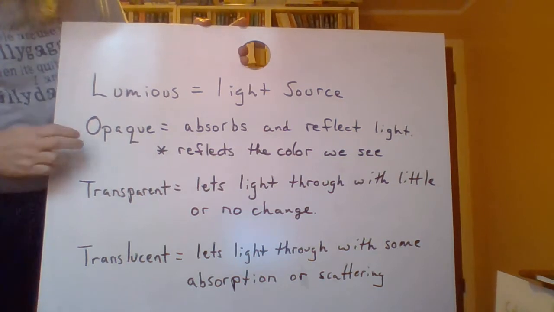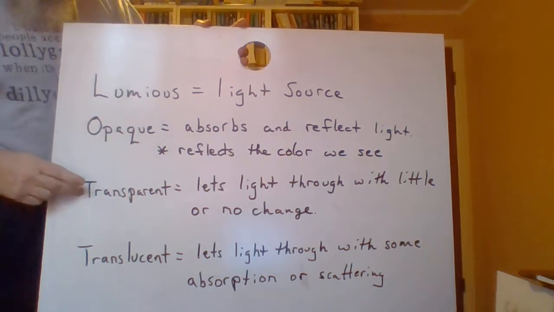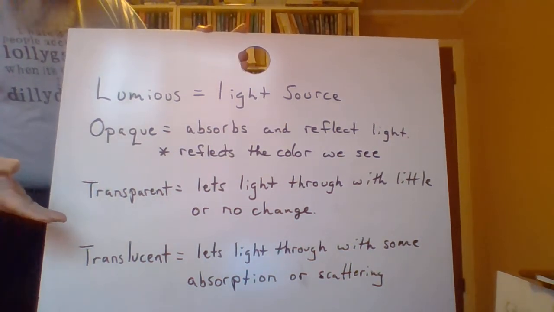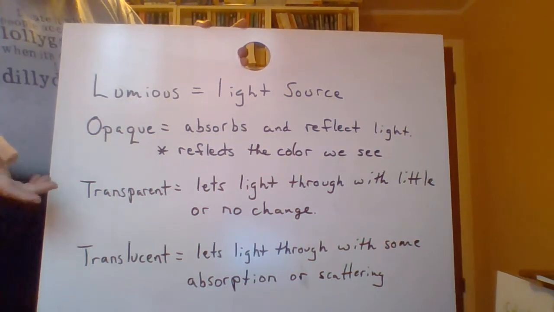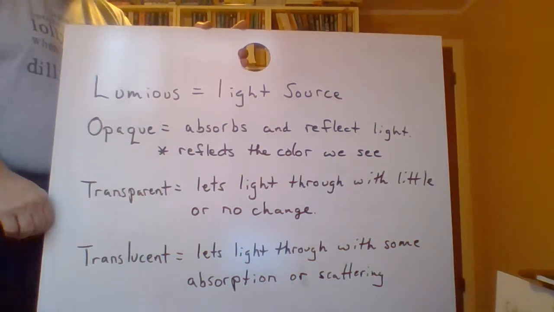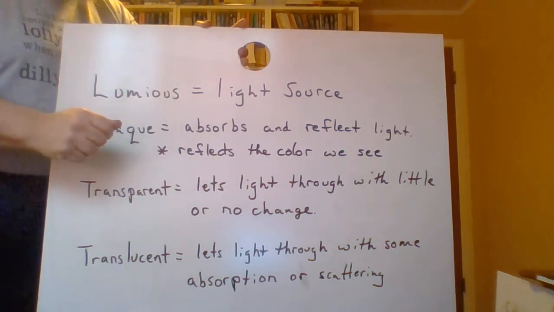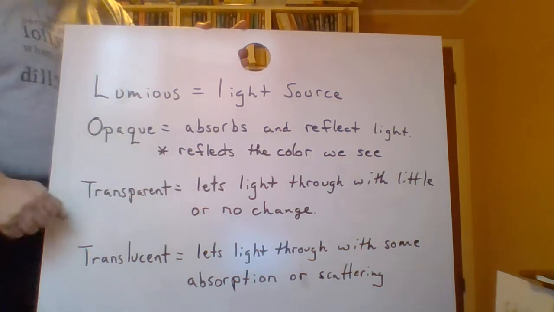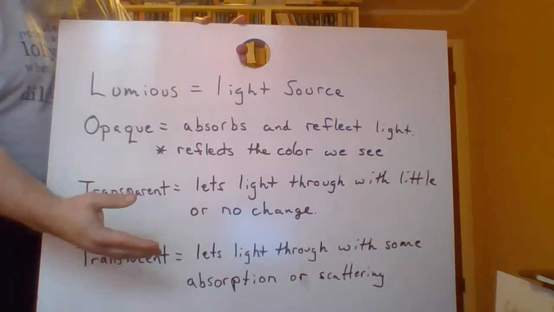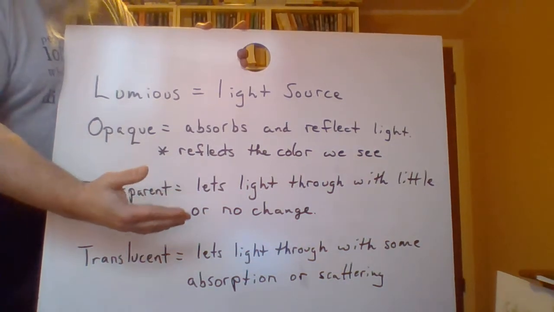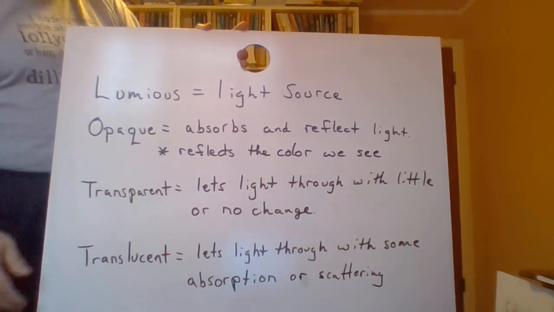Now, if light passes through a material and there's very little or no change to it, we call it transparent. Window glass is transparent. Clear plastic wraps are transparent. Thin amounts of water are transparent, like a glass of water. You get a thick amount of water, it's no longer transparent, it's translucent. Translucent means that light goes through it, but with a certain amount of absorption or scattering, or in the case of water, you get both.